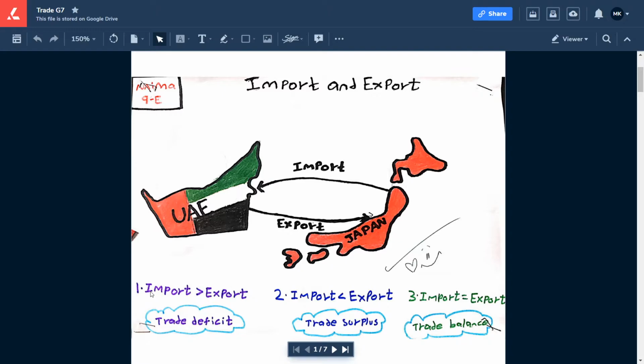Because if the country is buying more than it's selling, what will happen? This will make a trade deficit for the economy. But if the country is selling more than buying, that means the country has a trade surplus. And we said if the country is importing as much as exporting, the country has a trade balance.